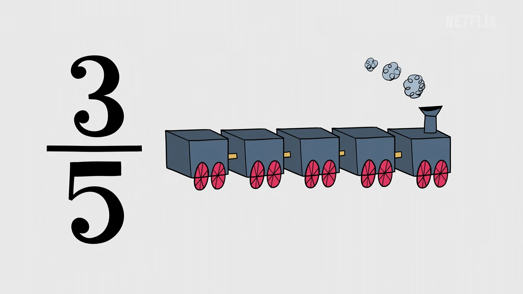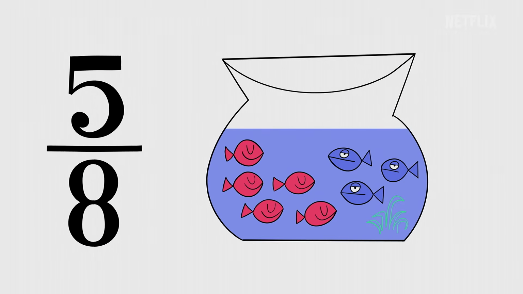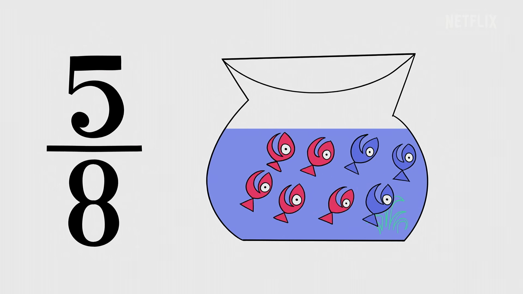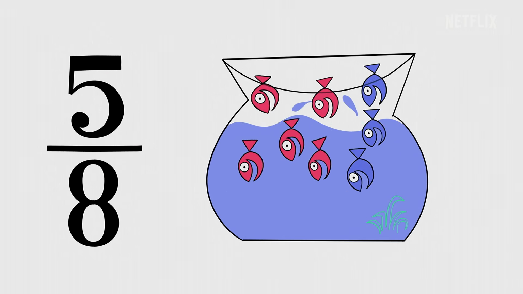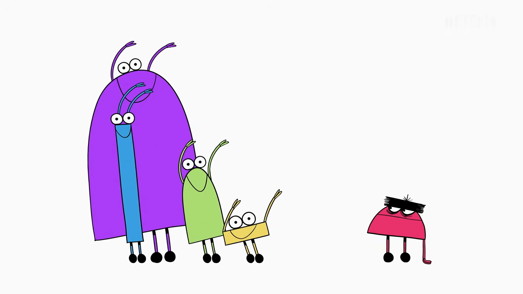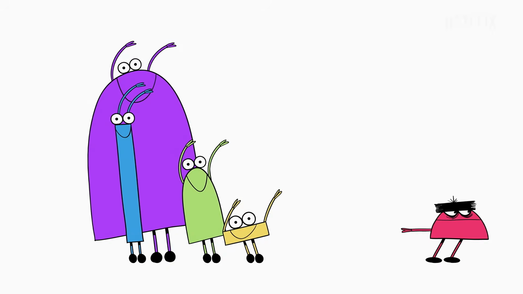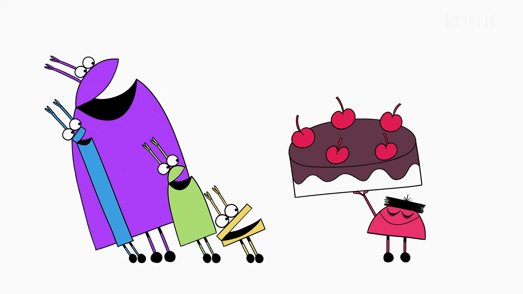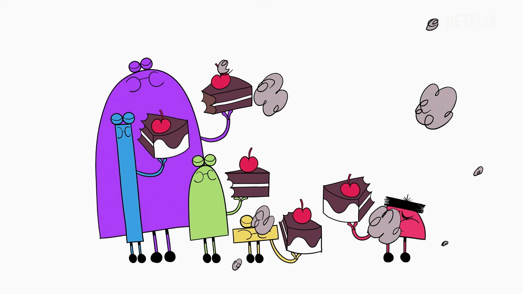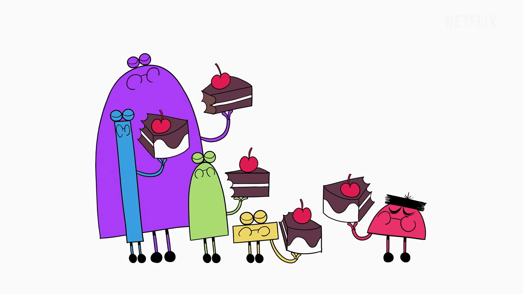1/2 of a chain, 3/5 of a train, 5/8 of the fishes in a bowl. It's the main attraction. A fraction is a part of a whole. That's math in action. A fraction is a part of a whole.